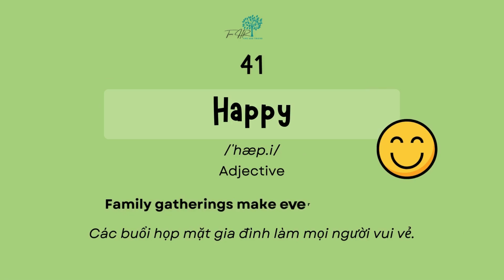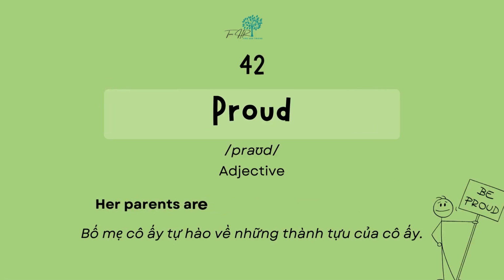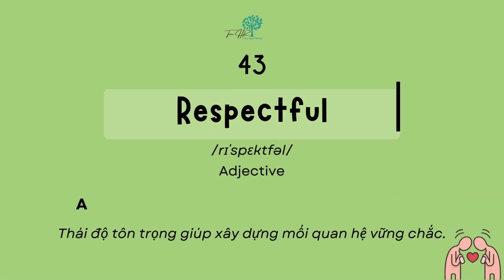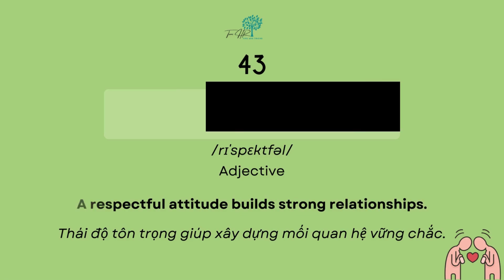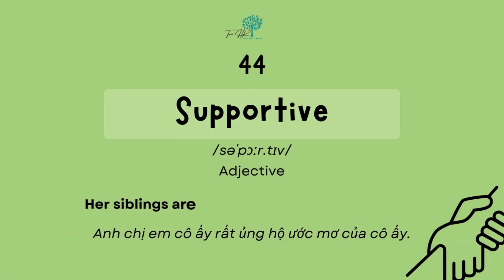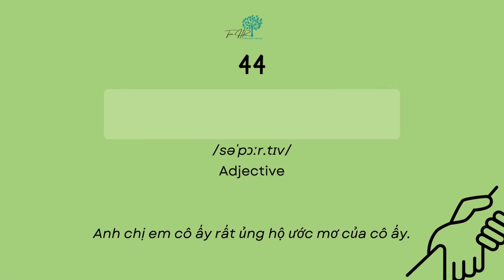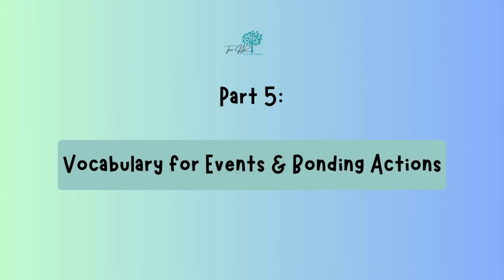41. Happy. Family gatherings make everyone happy. 42. Proud. Her parents are proud of her achievements. 43. Respectful. A respectful attitude builds strong relationships. 44. Supportive. Her siblings are very supportive of her dreams. Part 5. Vocabulary for events bonding actions.